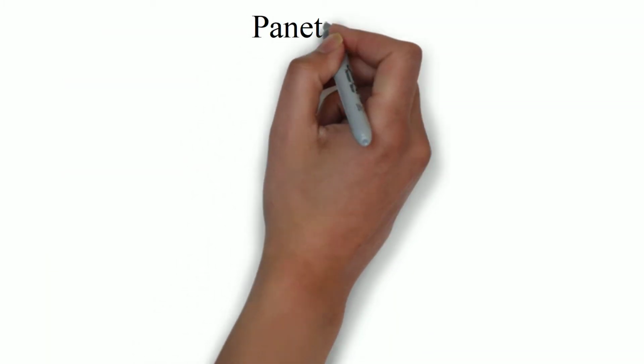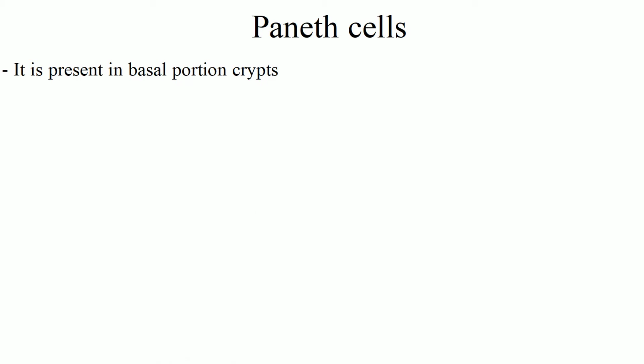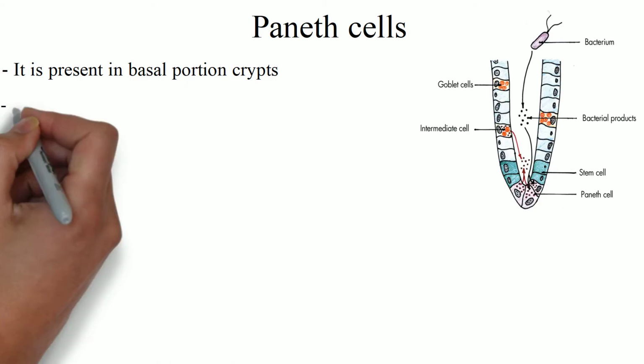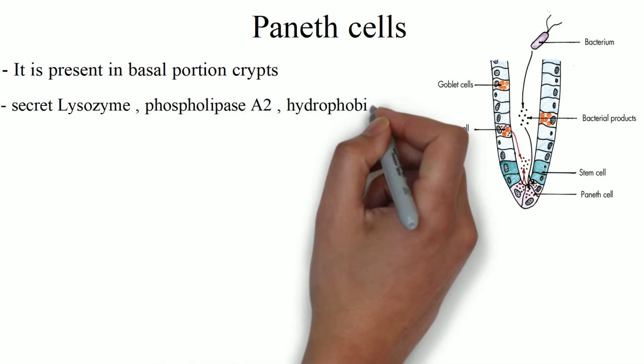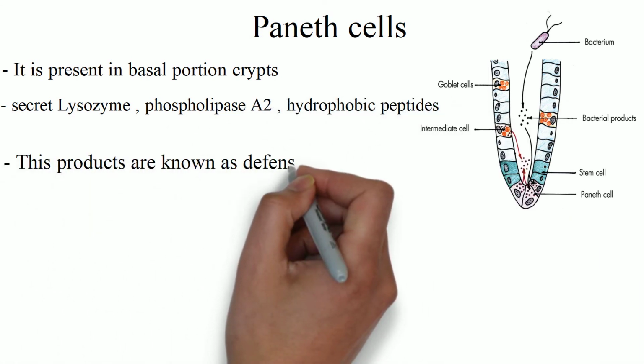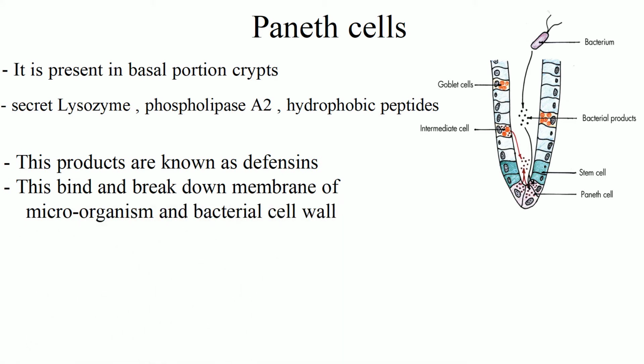In our list, the next cell is the Paneth cell. The Paneth cell is present in the basal portion of the crypt of Lieberkühn. Its main function is that it secretes lysozyme, phospholipase A2, and hydrophobic peptides. These products are known as defensins. This binds and breaks down the membrane of microorganisms and the bacterial cell wall. It means that it is providing a type of resistance against microorganisms to our body.